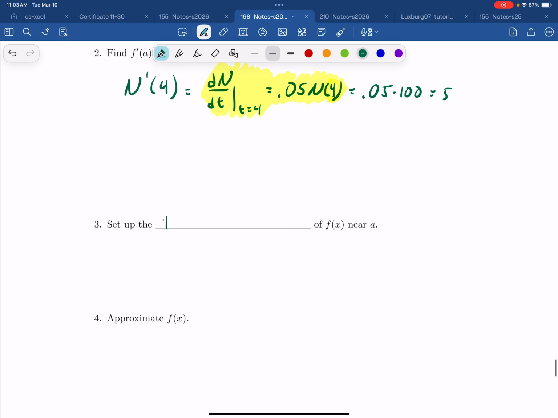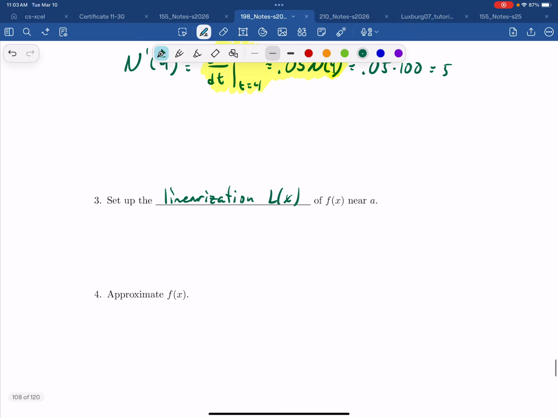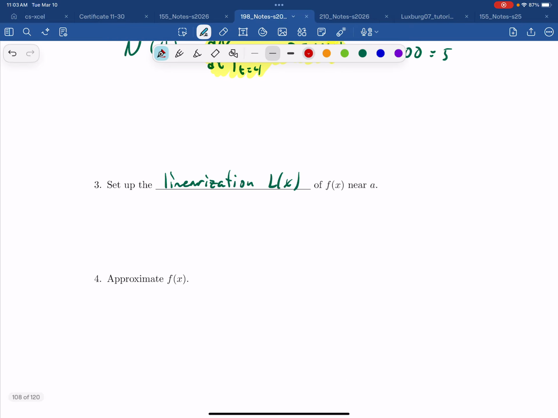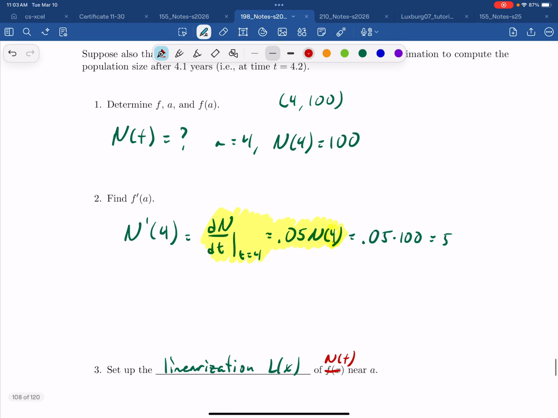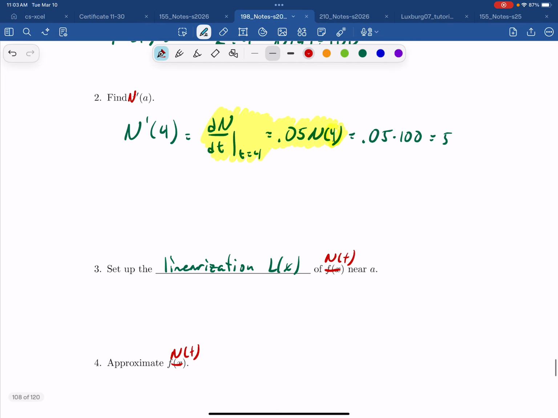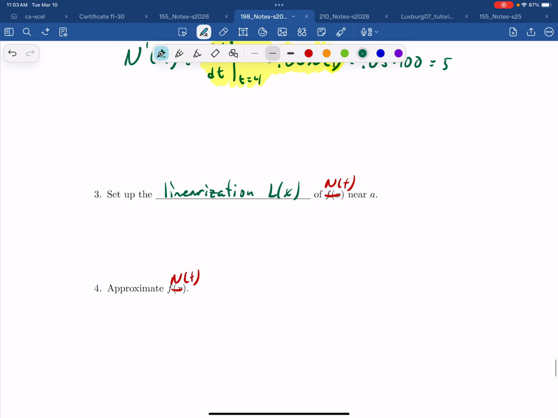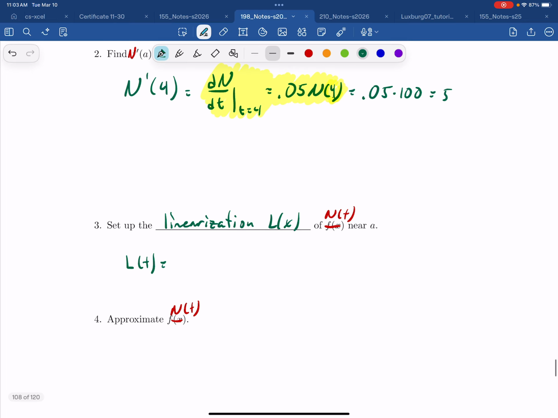So then again, we set up the linearization L of x of f of x near a. Now, really, in this case, it's n of t near a. I'll call this n of t, n prime of a. So here we're going to have L of t equals... I called it L of x, but it really should be L of t in this case.